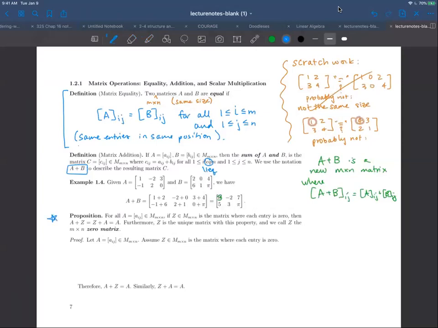What a proposition is, it's like a little fact. This little fact is, if I have an m by n matrix called A and another m by n matrix Z, where every entry of Z is 0, then A plus Z is the same thing as Z plus A, is the same thing as the matrix A. And so we call this the zero matrix, partially because it has all zeros in it, but also because it acts like zero does with numbers. Like if I take 2 plus 0 or 0 plus 2, I get 2 back. And this is saying if I take A plus the zero matrix, or the zero matrix plus A, I get A back. So that's the reason that we call it the zero matrix.